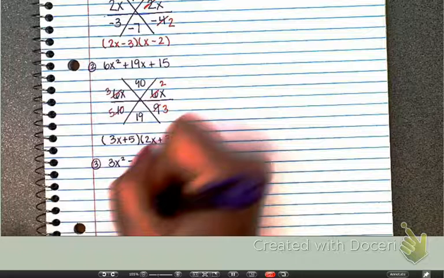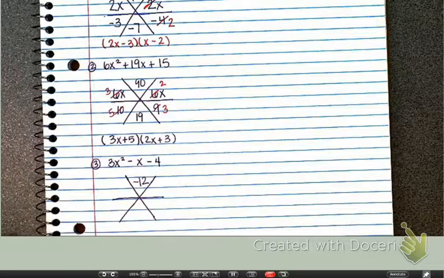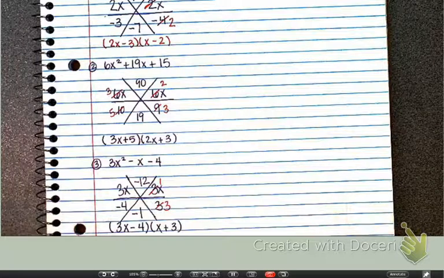And now I'm going to reduce. That fraction looks good. This fraction can reduce by 3. So my final answer is 3x minus 4 and x plus 3. And remember, if you have it in the opposite order, that's okay, as long as you have both sets of parentheses.